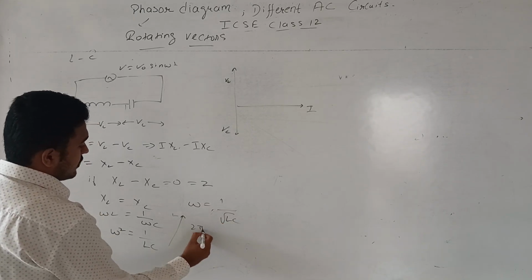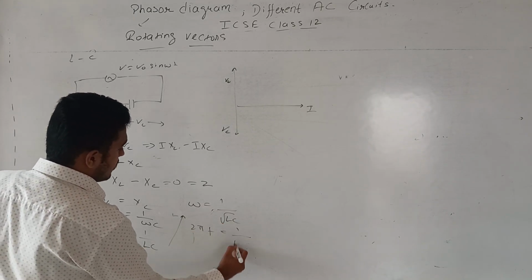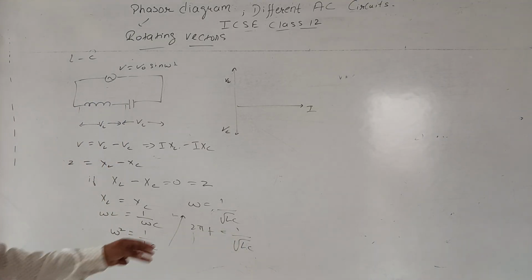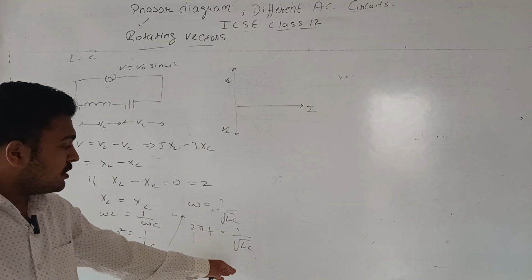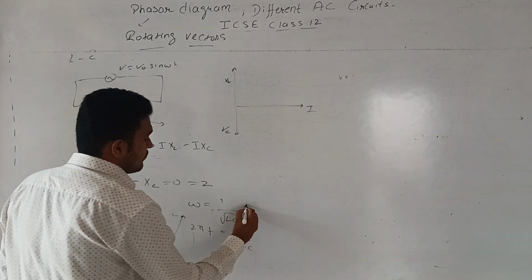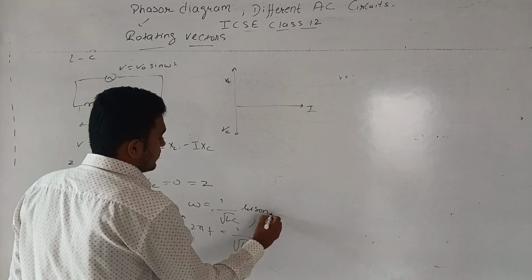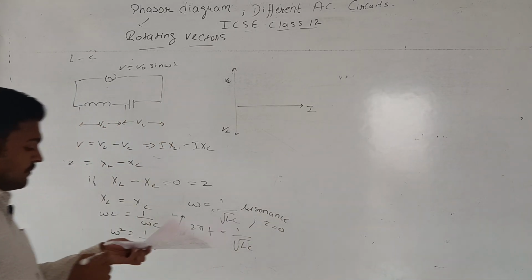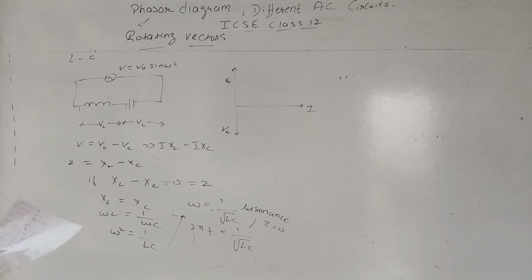Omega is 2 pi f. So 2 pi f is equal to 1 by under root of LC, or f is 1 by 2 pi under root of LC. This is the condition for resonance. And resonance means zero impedance to the path of the current.